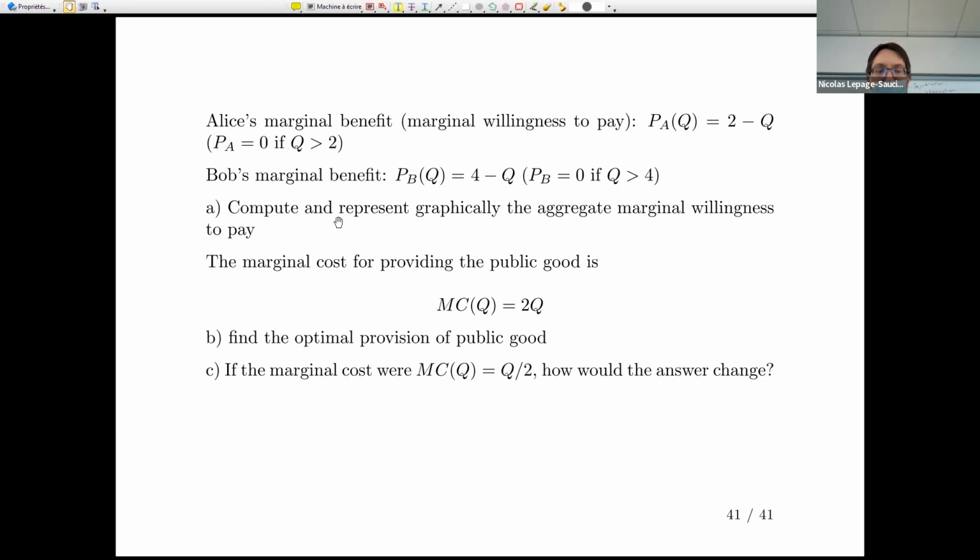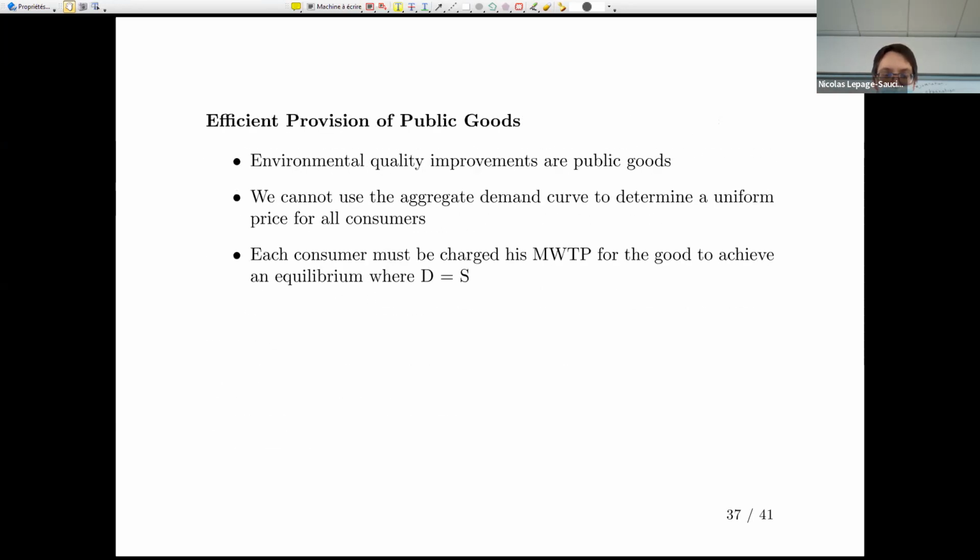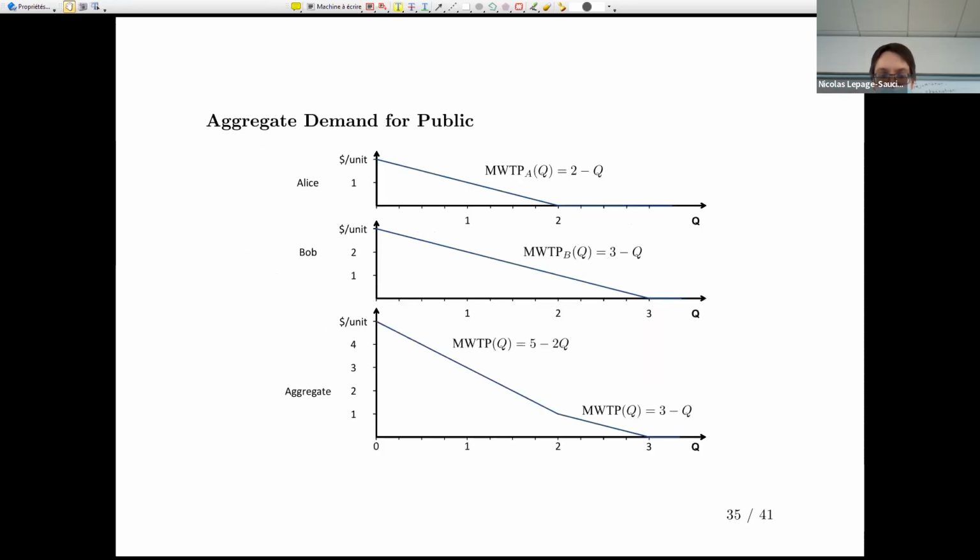So question A, compute and represent graphically the aggregate marginal willingness to pay. So yeah, this is just coming for B here. So just before we do that, let me remind you, in case you forgot about this class, what's up with the public goods. So let's go back a second. Here it is. So we have another Alice and Bob question.